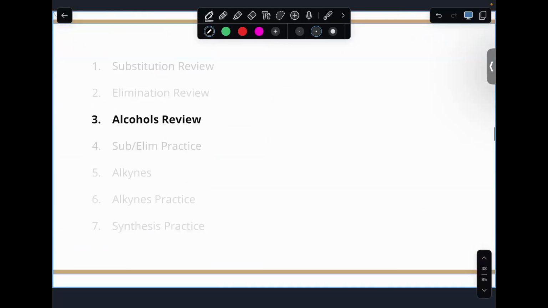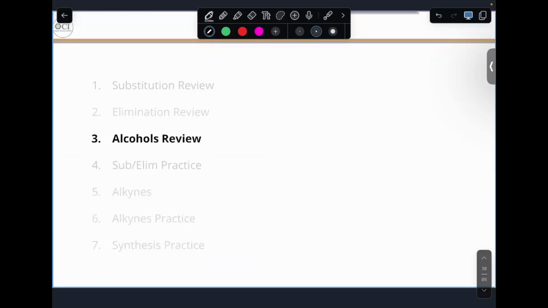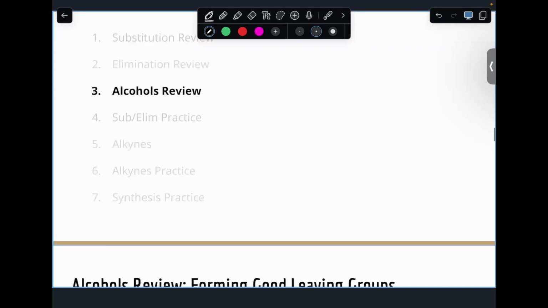And now we're going to do some alcohol review. I drew out all these reactions, the alcohol review reactions you need to know. They're all right here. I have them nicely organized for you, so when you study them, they're right here. There's not too many of them, and they're pretty simple.